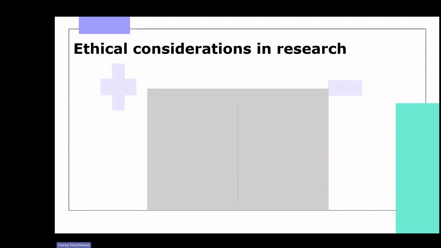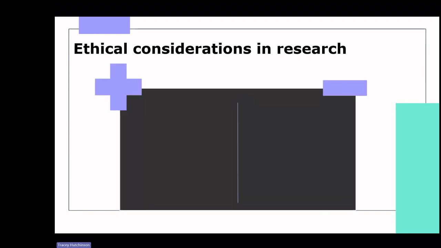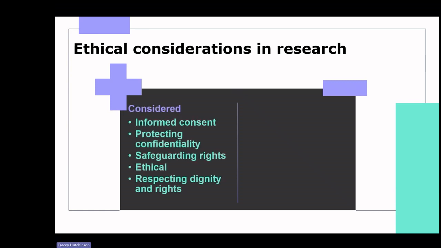Major ethical considerations in research include obtaining informed consent, protecting participant confidentiality, and safeguarding participants' rights and well-being. Healthcare scientists must adhere to these principles to ensure research is conducted ethically, respecting the dignity and rights of patients.